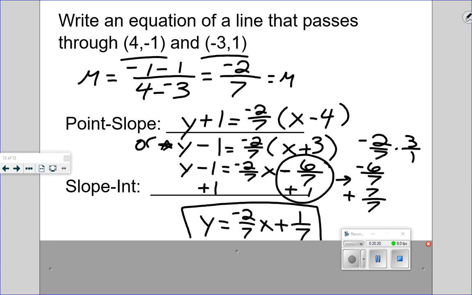Okay, so that's what point-slope form is and how you can use point-slope to write equations of lines and to graph lines.